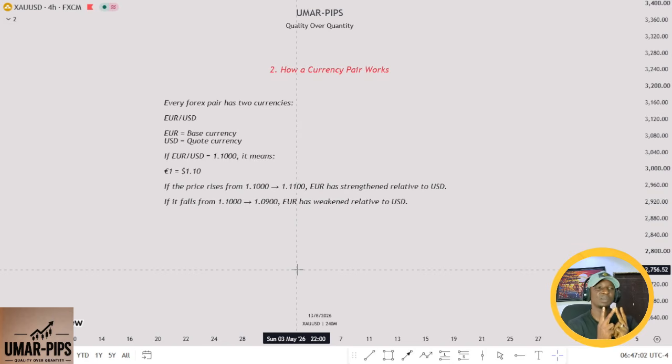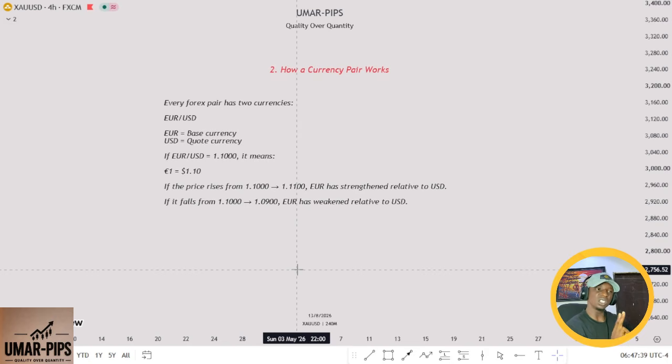Every forex pair has 2 currencies. You hear? Every forex pair has 2 currencies. Now, for example, this EUR/USD, we have 2 currencies at the same place, which is the euro and the USD. Now, the first one is always your base currency, and the second one is always your quote currency. The first one is the one having the chart, not the second one. It's the one having the chart.